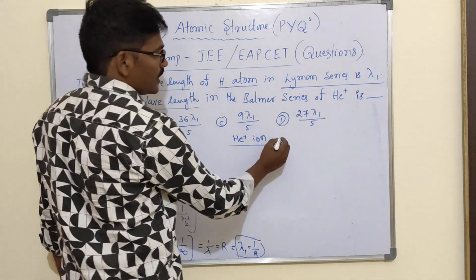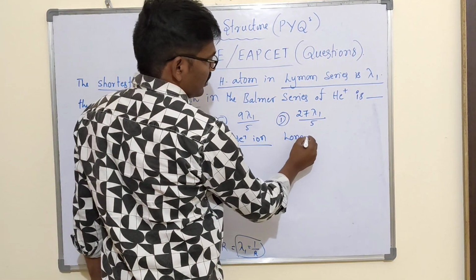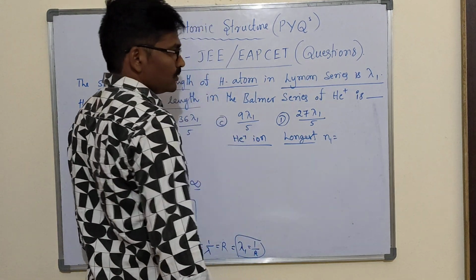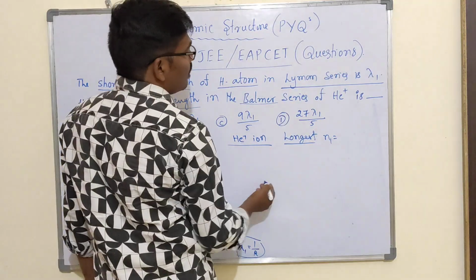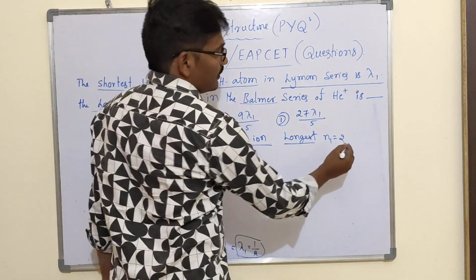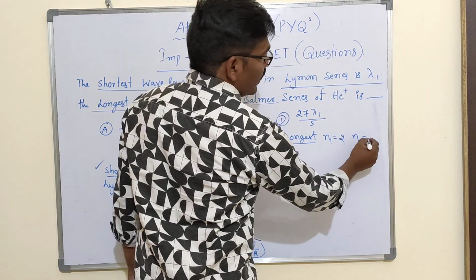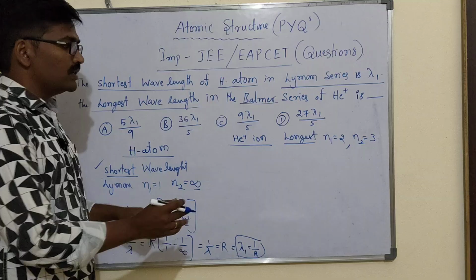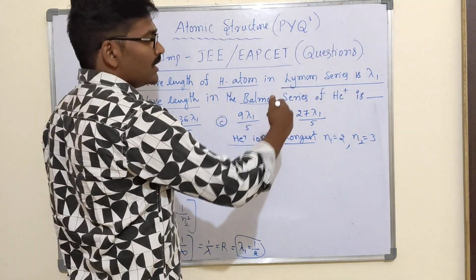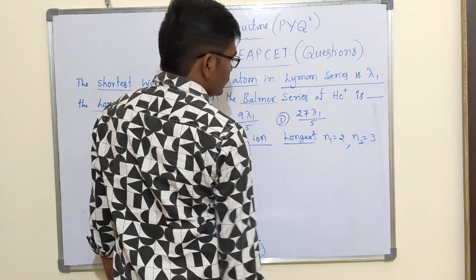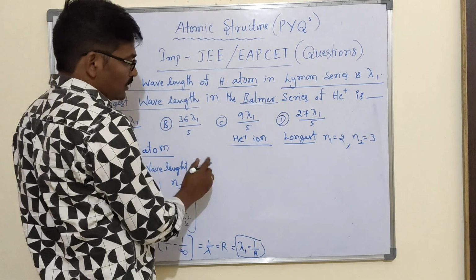When the longest wavelength is mentioned, remember, n1 value is, so here Balmer series n1 value 2, Lyman after Balmer. Then n2 value 3, because it is the longest wavelength. So the next excited state only that you have to take. So n1 value 2, n2 value 3. Now the wavelength you have to find out.